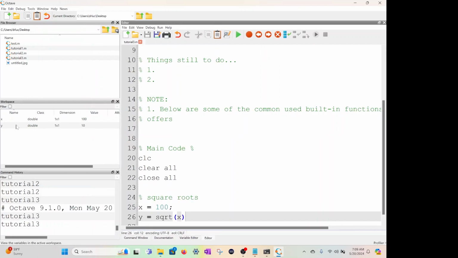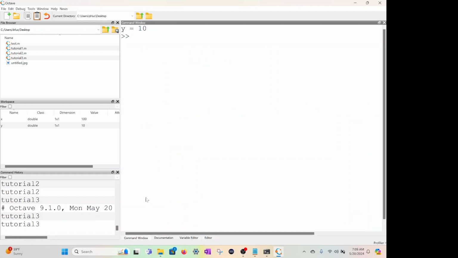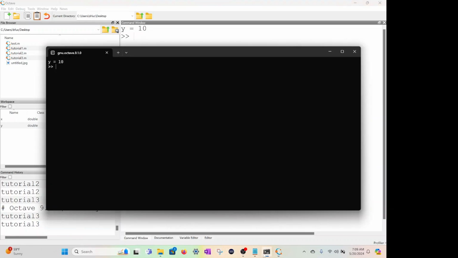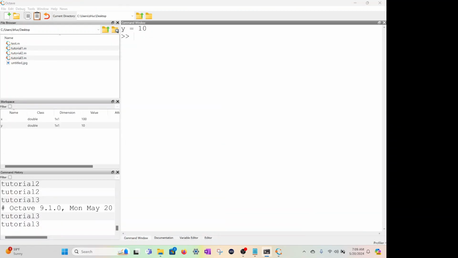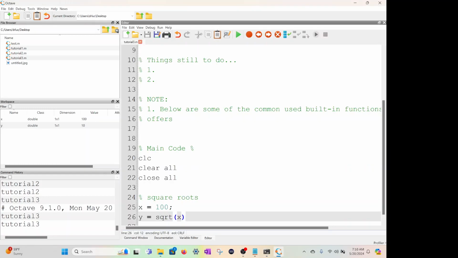And then two ways you can look at it. You could look at your workspace right here, or go to your command window and you can see that y equals 10. Or you can open up this and see y equals 10. So if you have two monitors, you could move one over, or you can pull this command window out if you want.